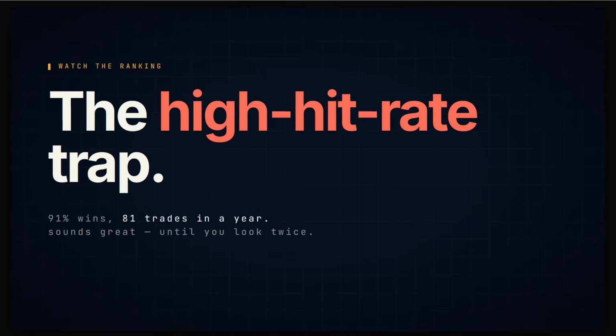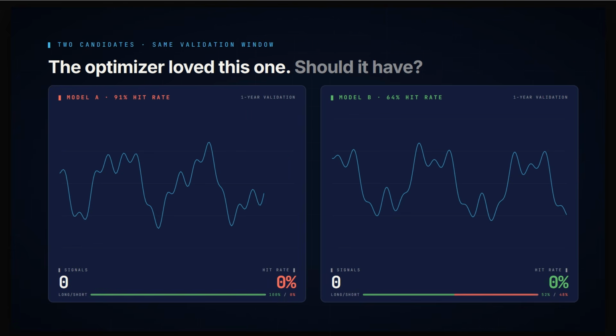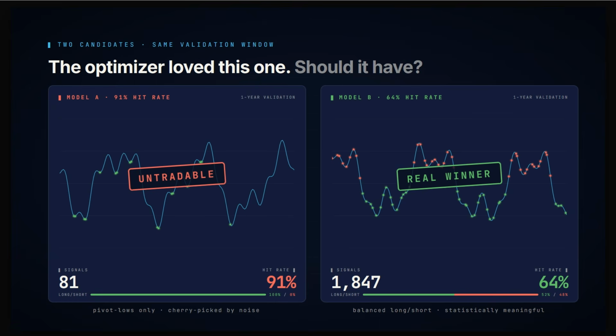One thing I noticed during the training and testing is that the optimizer liked to rank models that had a very high success rate with very low signal count, like the one you can see on the left here. 81 signals over 1 year, all of them just identifying pivot lows, are not only untradeable, but are also statistically unreliable. The real winner was a model with over 1,800 signals on the validation data and a good directional balance.